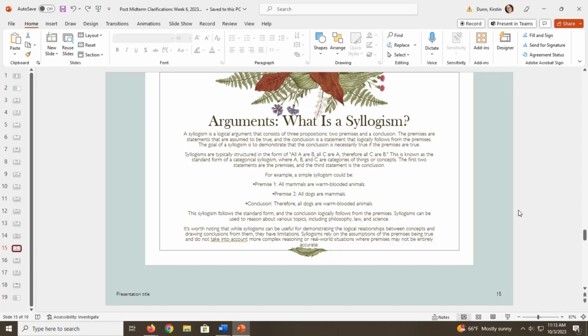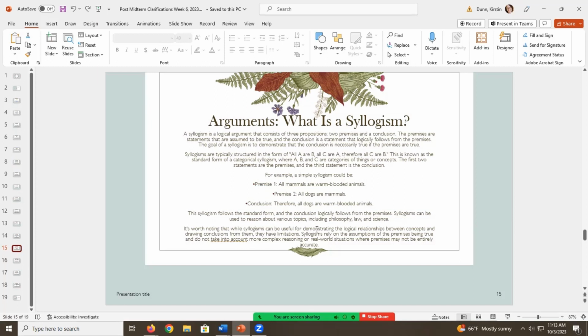For example, a simple syllogism would be premise 1, all mammals are warm-blooded animals. Premise 2, all dogs are mammals. Conclusion, therefore, all dogs are warm-blooded animals. Let's say that again. Conclusion, therefore, all dogs are warm-blooded animals. This syllogism follows the standard form, and the conclusion logically follows from the premises.